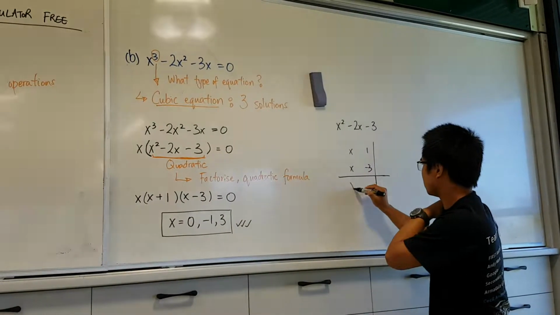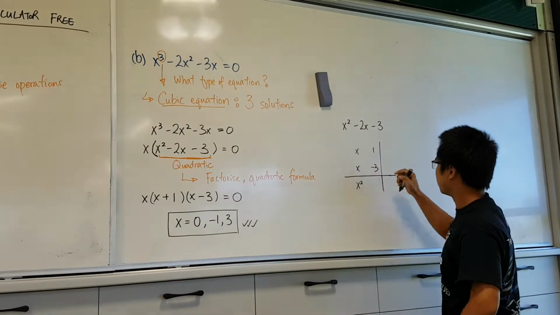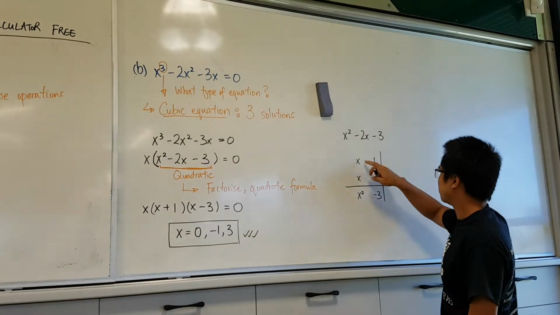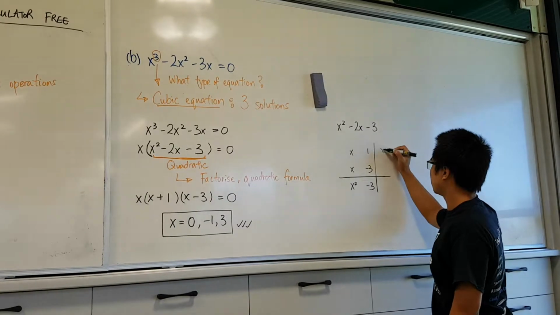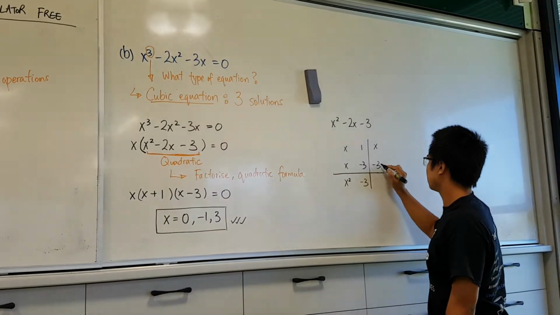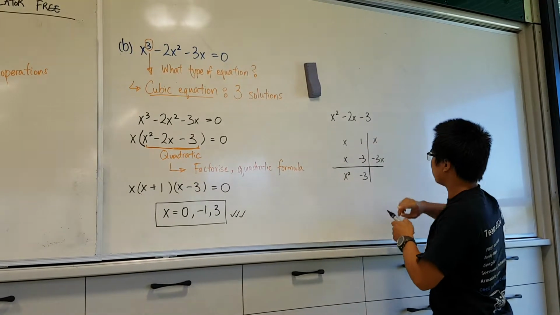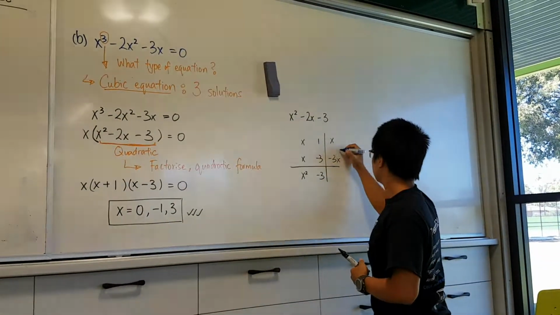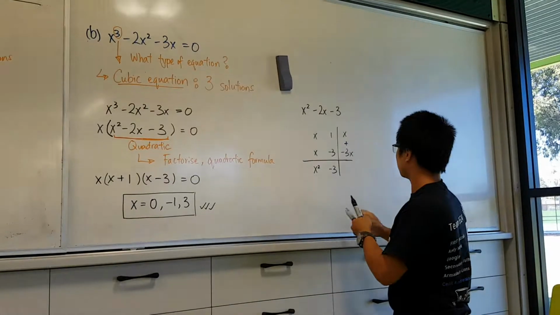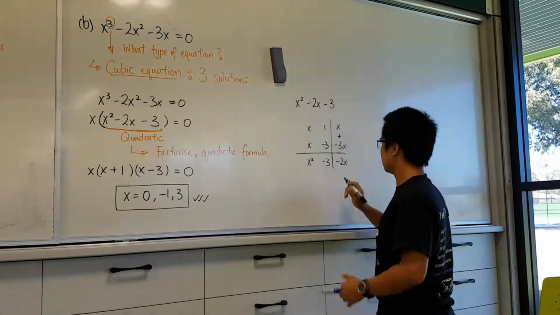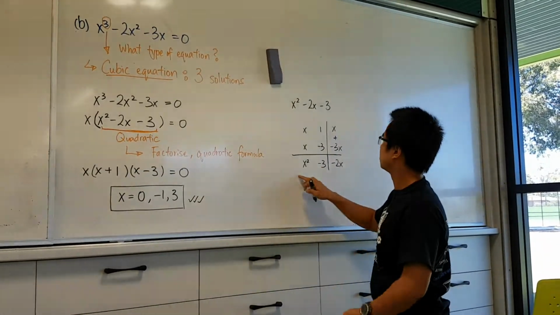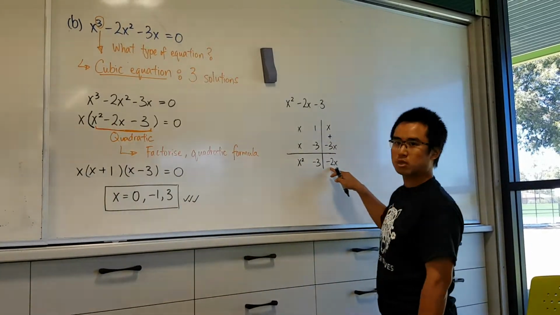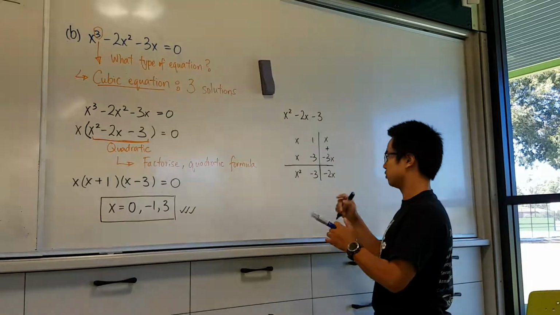So x times x is x squared. 1 times -3 is -3. And multiplying across, x times 1 is x. x times -3 is -3x. And then if you add these two, x plus -3x is -2x. What you have here should be your original expression, x squared -2x -3. Just these two are switched around.